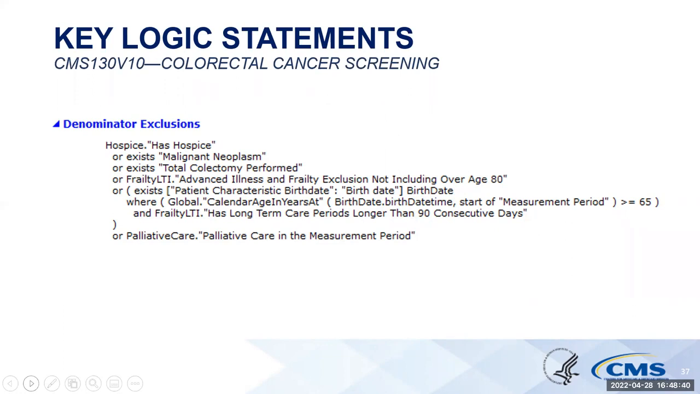Also, we've received questions asking about exclusions or exceptions for patients that refuse colorectal cancer screenings. However, CMS 130 does not provide an exclusion or exception for patient, medical, or system reasons, and that includes patient refusal. Patients meeting the initial population and denominator who do not have a documented screening would not meet the numerator.